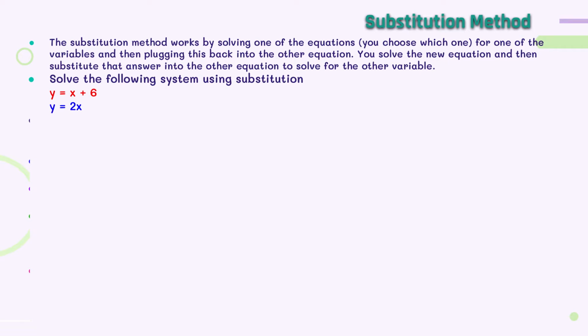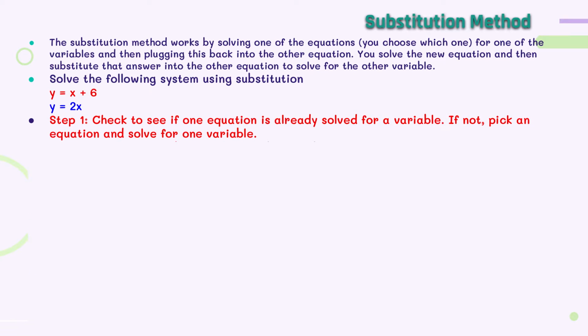So it says, solve the following system. y equals x plus 6, and y equals 2x. So your step one is to check to see if one equation is already solved for a variable. If not, pick an equation and solve for one variable. So if you look, this is already solved for one variable, because y equals 2x. We're already telling you that y equals 2x. So in this example, y is already solved, so I don't need to do some operations in order to solve for one variable.